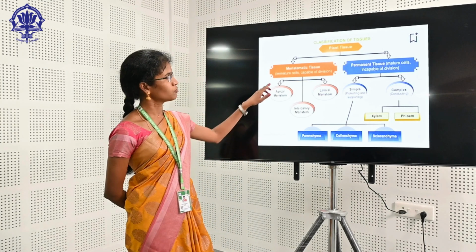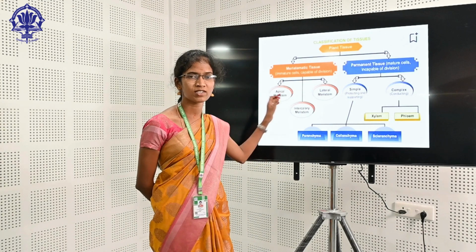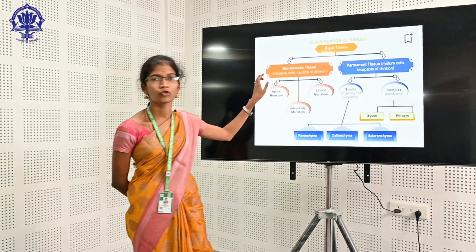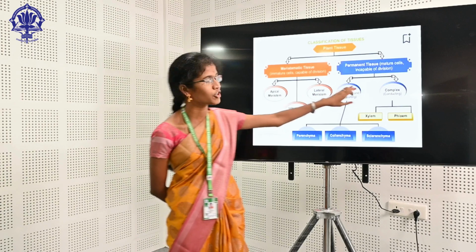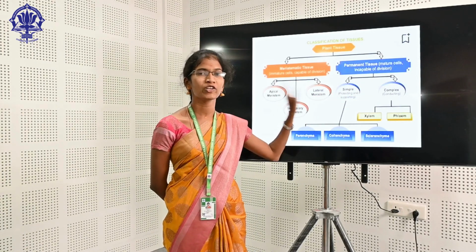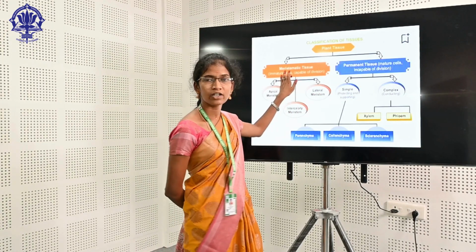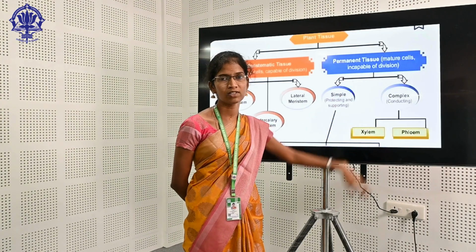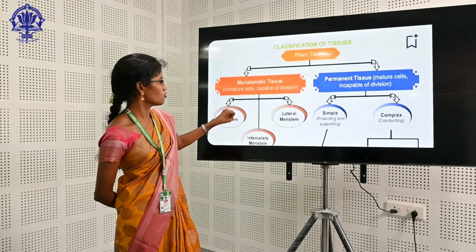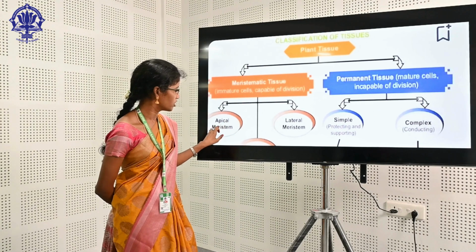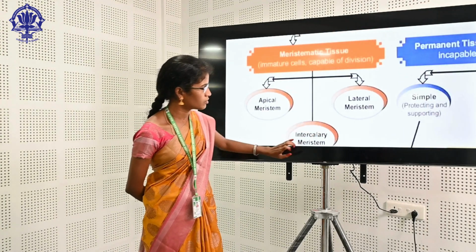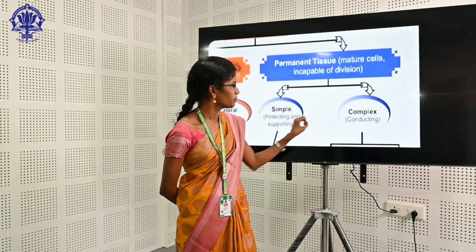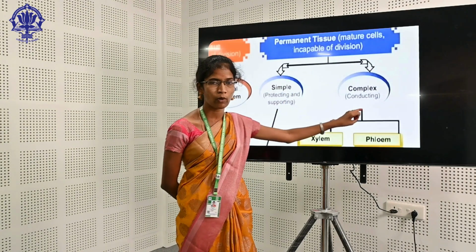Plant tissue is divided into two types: one is meristematic tissue and the other is permanent tissue. Meristematic tissue is a group of immature cells and permanent tissue is a group of matured cells. These are dividing cells and these are non-dividing cells. Meristematic tissue is further divided into three types: apical meristem, lateral meristem and intercalary meristem. Permanent tissue is divided into simple permanent tissue and complex permanent tissue.